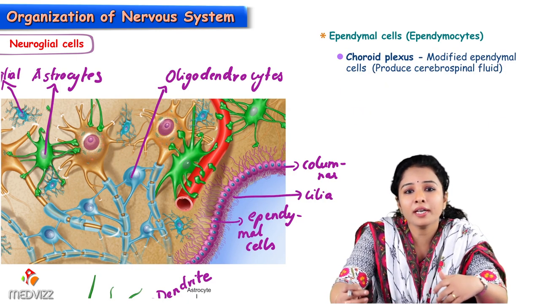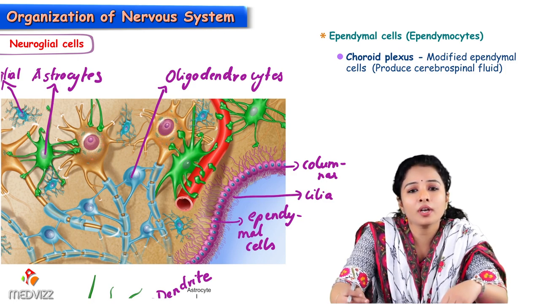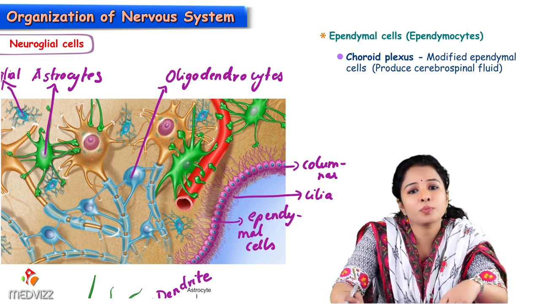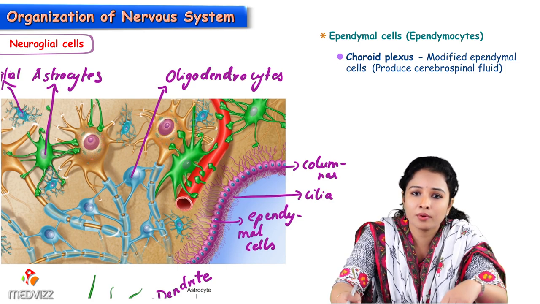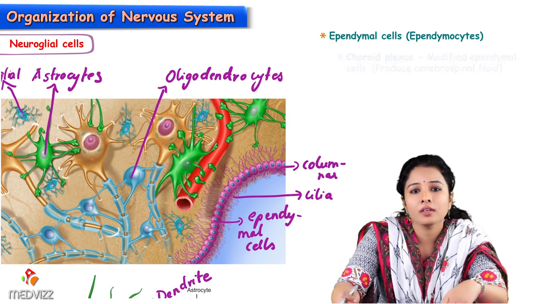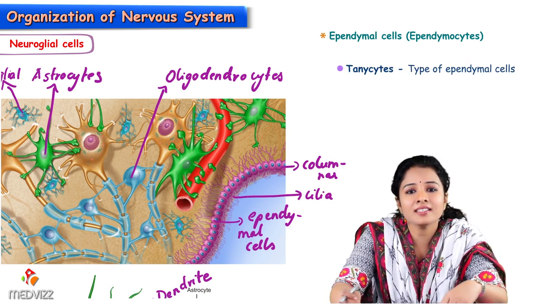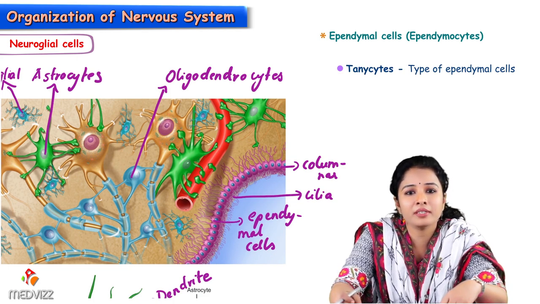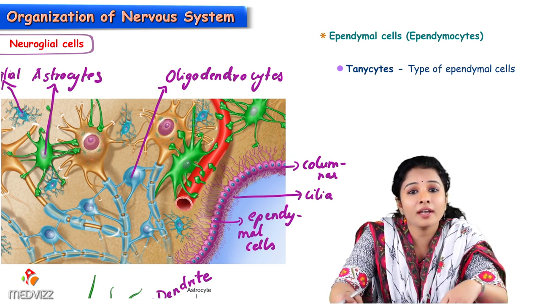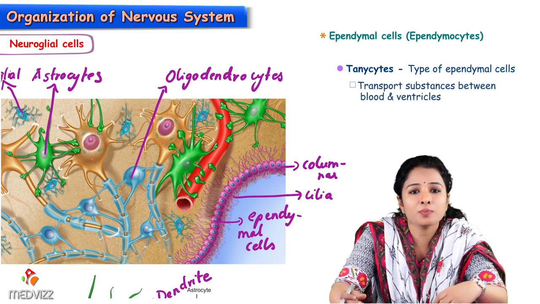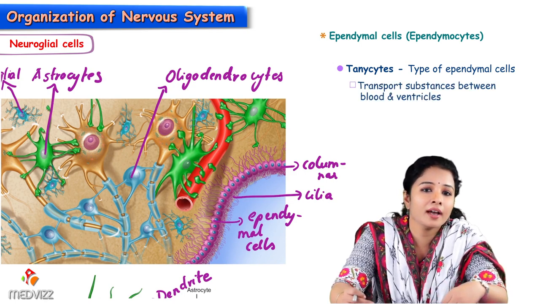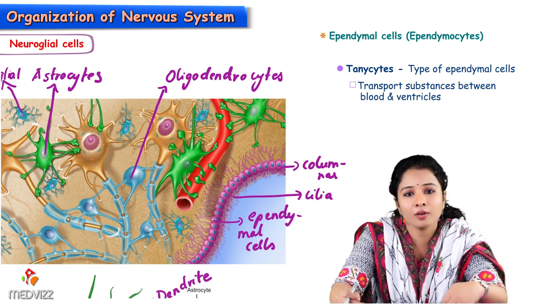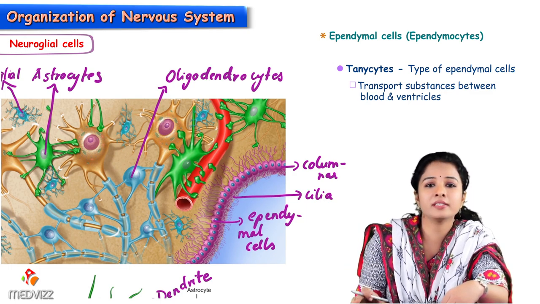And these modified ependymal cells, known as choroid plexus, produce the cerebrospinal fluid. Tanycytes are the type of ependymal cells which are in contact with the blood vessels, and their main function is to transport substances between the blood and the ventricle. So they are also modified ependymal cells.